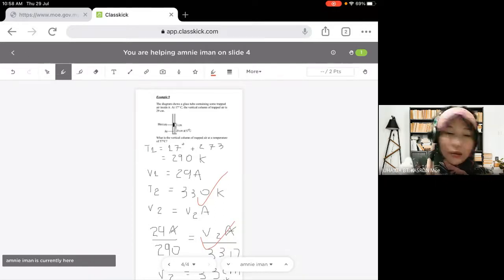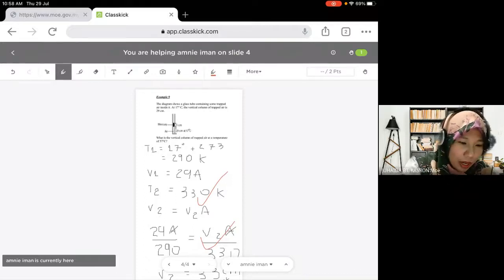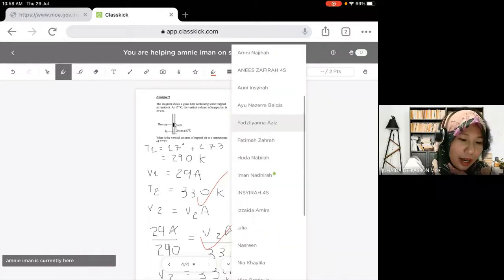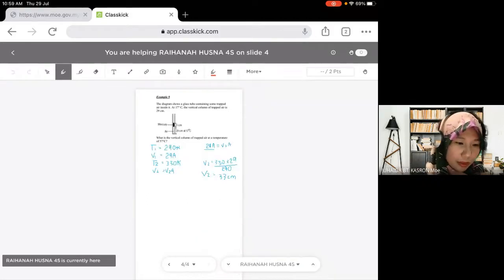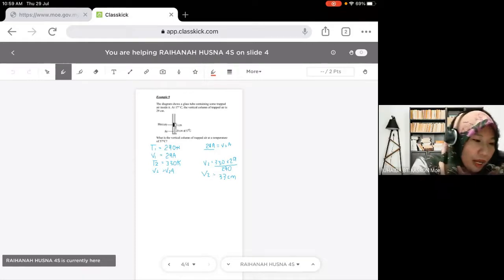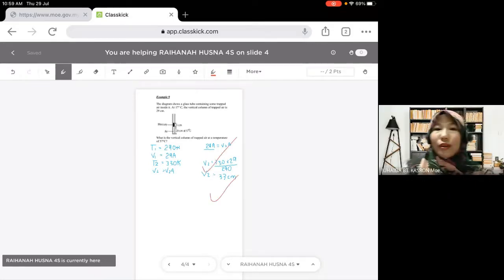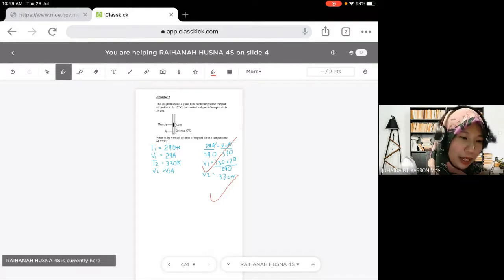Raihana Husna, where is Raihana Husna? Yes, madam. Okay, I want to check your side. Very good, you done it. Good job, everyone. So we leave this class here. Later on, we will come back to do the experiment. Okay, what's next? We want to carry out the virtual experiment about the Charles law.